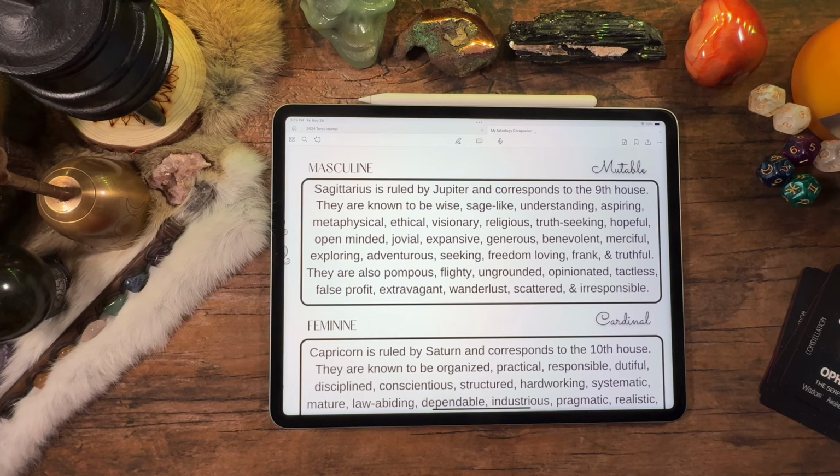They are known to be wise, sage-like, understanding, aspiring, metaphysical, ethical, visionary, religious, truth-seeking, hopeful, open-minded, jovial, expansive, generous, benevolent, merciful, exploring, adventurous, seeking, freedom-loving, frank, and truthful. They are also pompous, flighty, ungrounded, opinionated, tactless, false prophet, extravagant, wanderlust, scattered, and irresponsible. Alrighty then.